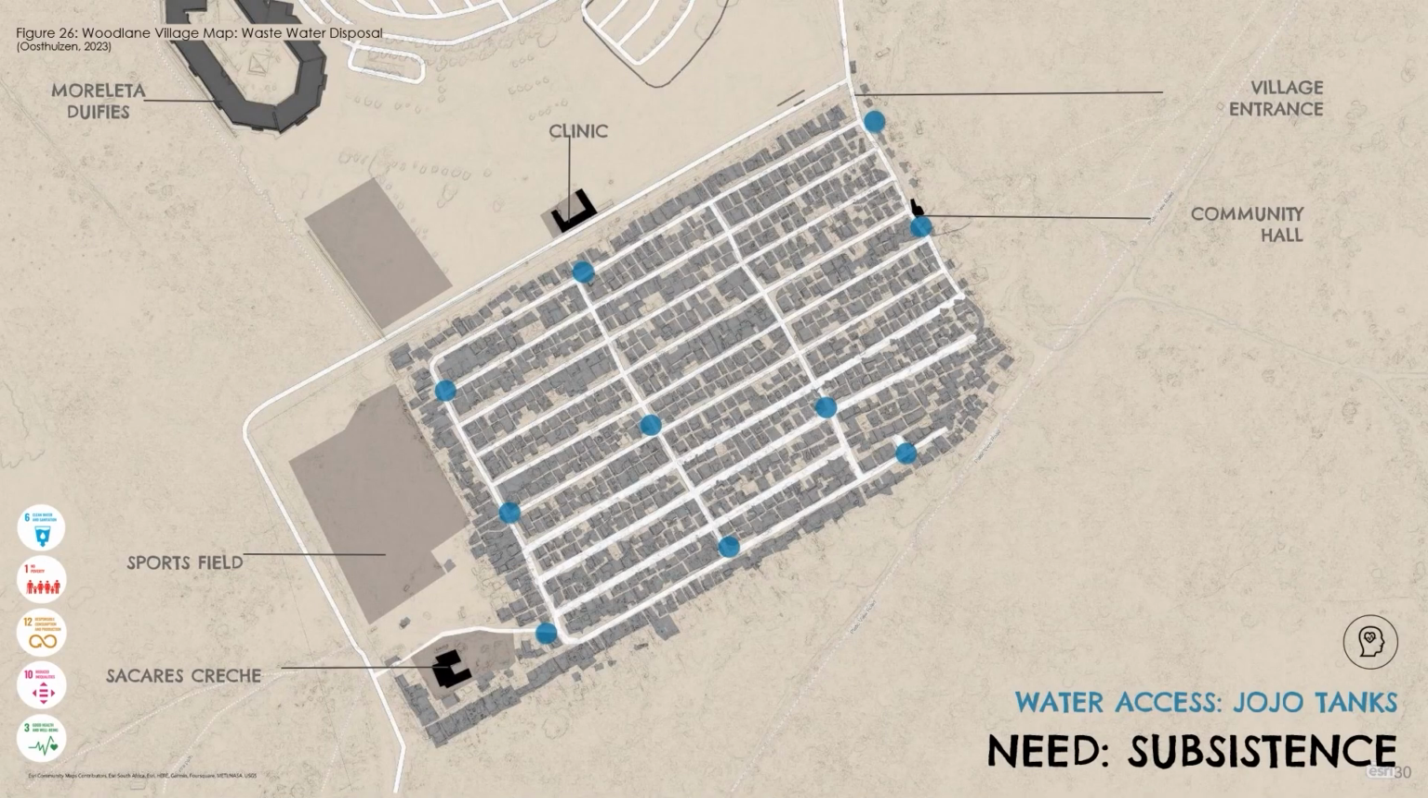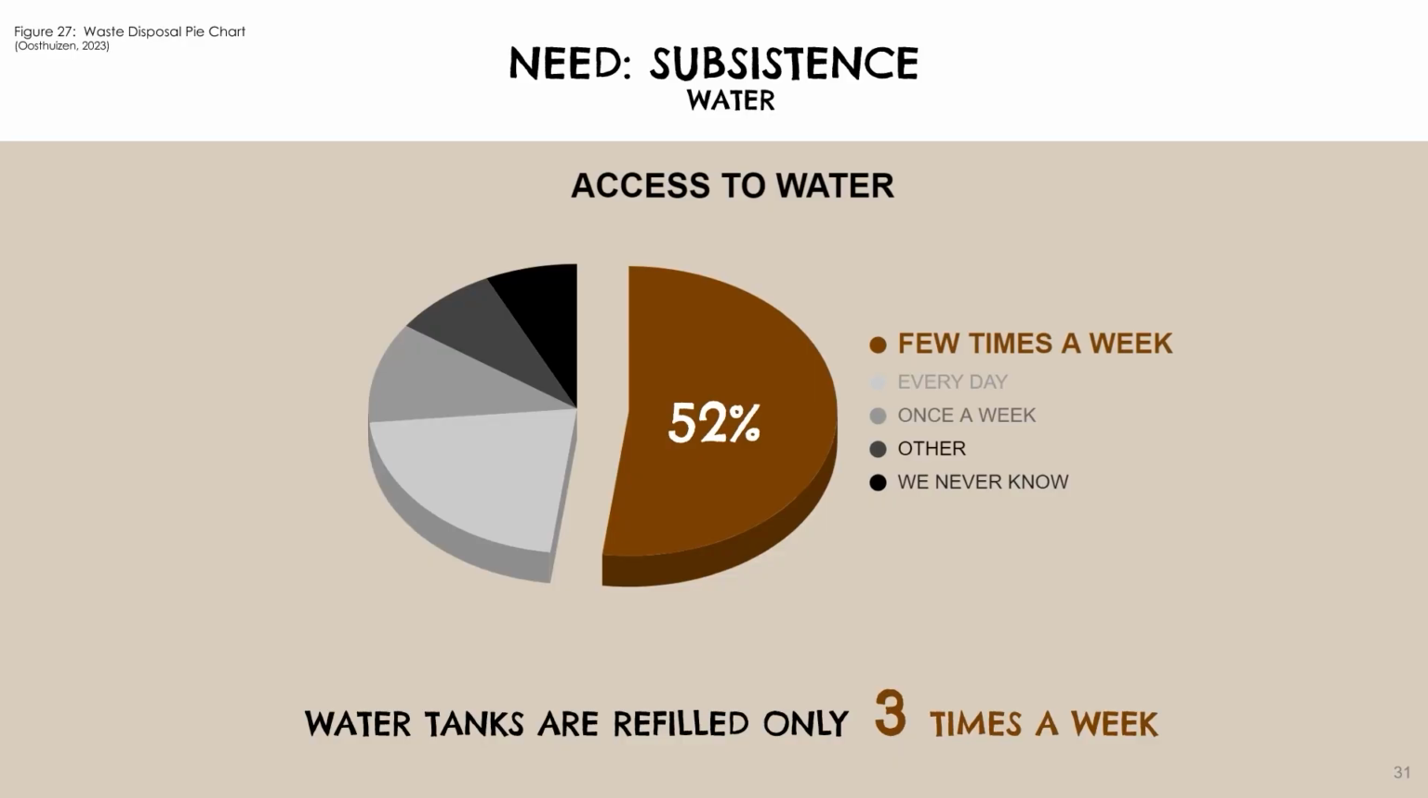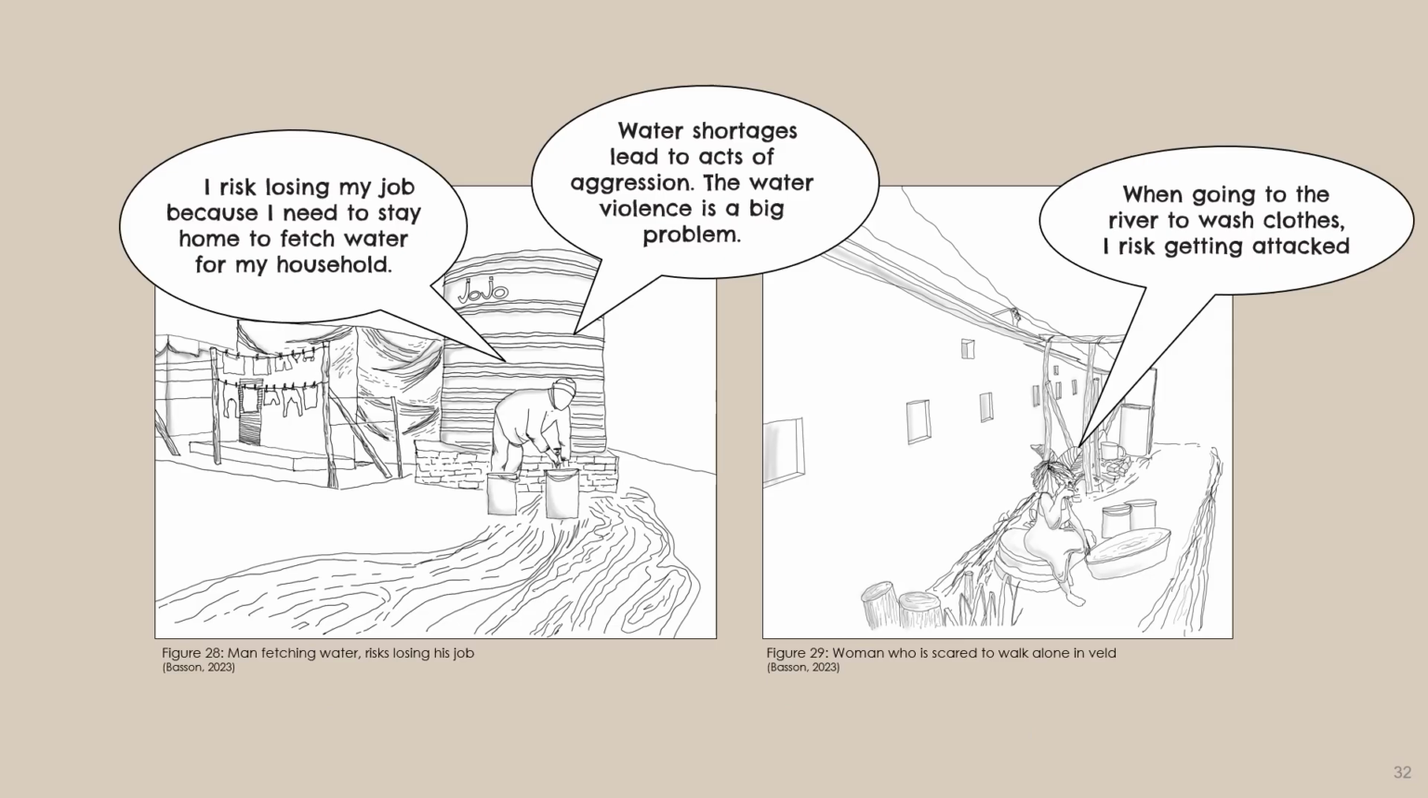We identified 10 water tanks that were filled up every day. As we conducted the questionnaire, we were told that the trucks only come 3 times a week and not all the tanks are being filled. The majority of the respondents only have access to water a few times a week. We were also told that due to the lack of water, the violence and hostility heightens. There is evidently an inadequate supply of water. We were told that individuals risk losing their job because they need to stay home to fetch water for their households.